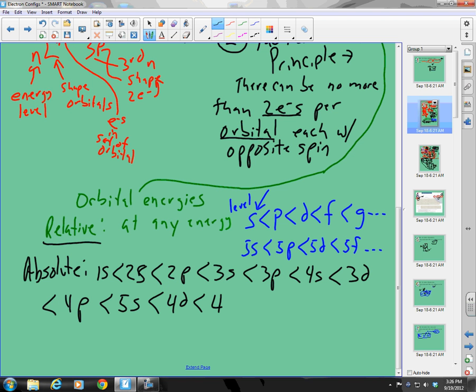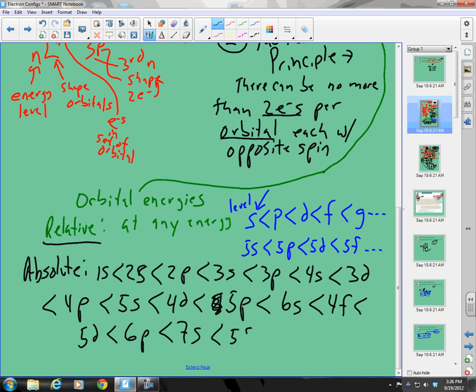less than the 5p, which is less than the 6s, which is less than the, oh my gosh, 4f, which is less than the 5d, which is less than the 6p, which is less than the 7s, which is less than the 5f, which is less than the 6d, which is less than the 7p. Oh my gosh. That is brutal, Mr. Smith. Yes, it is.